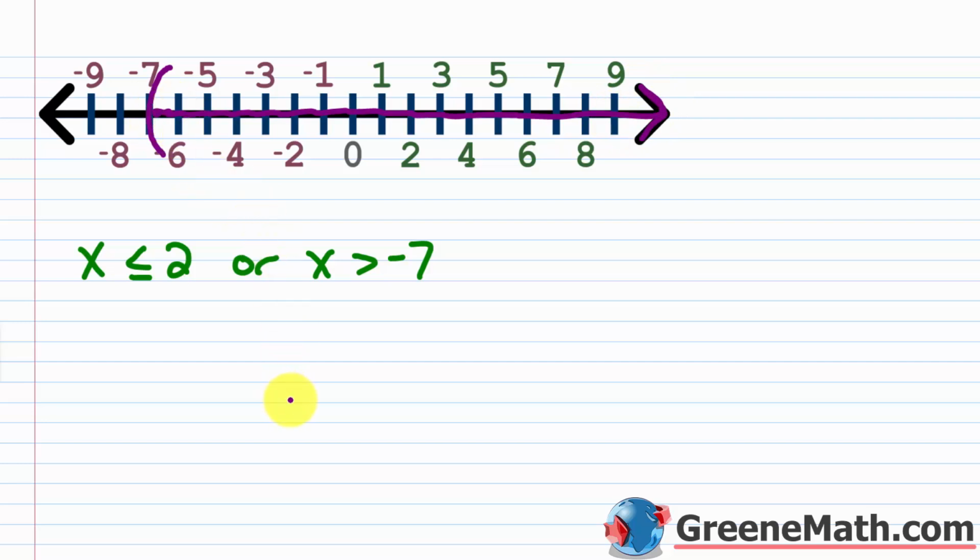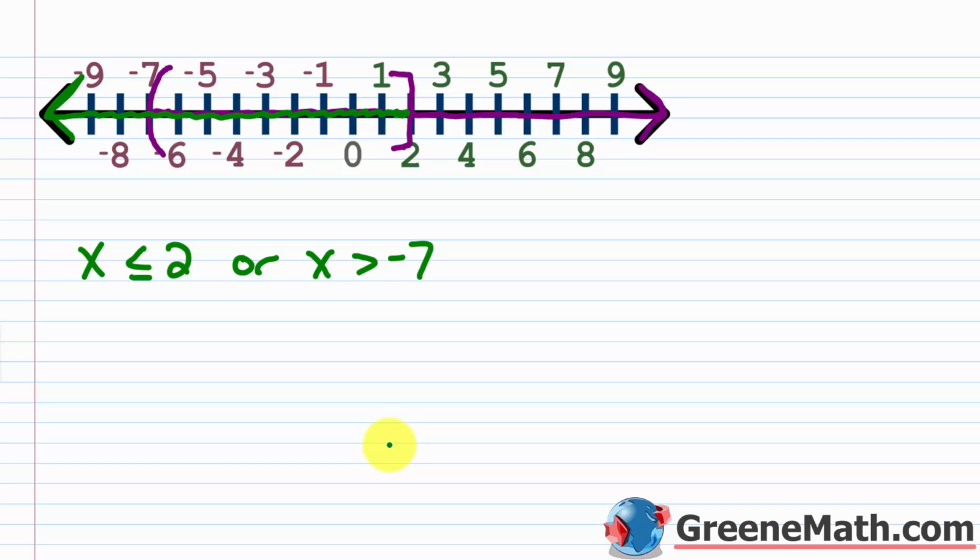And for x is less than or equal to 2, I would go to 2 and I would put a bracket there. And I would go ahead and shade everything going to the left. Let me use a different color here. So I would shade everything going to the left. So what you'll see here is that your solution set would be all real numbers. So any real number would work in at least one of them.